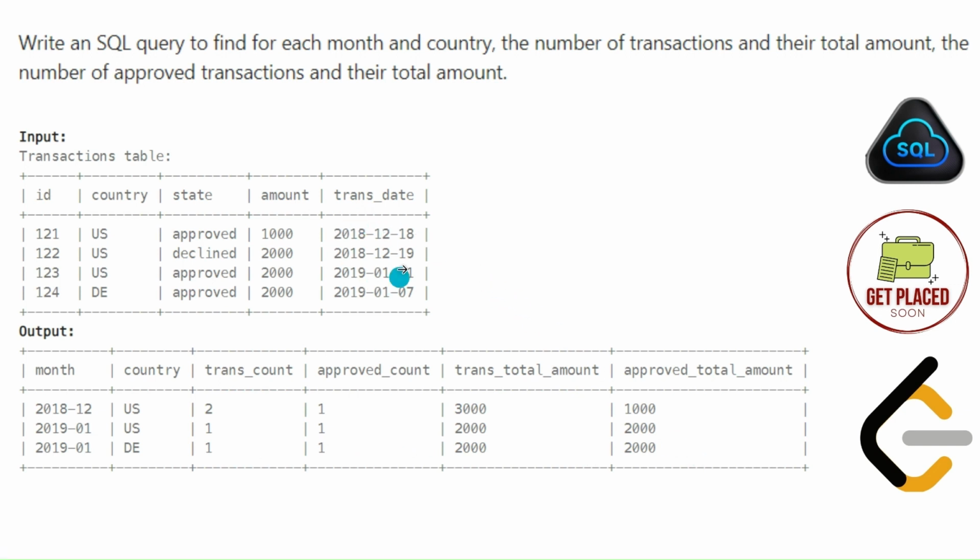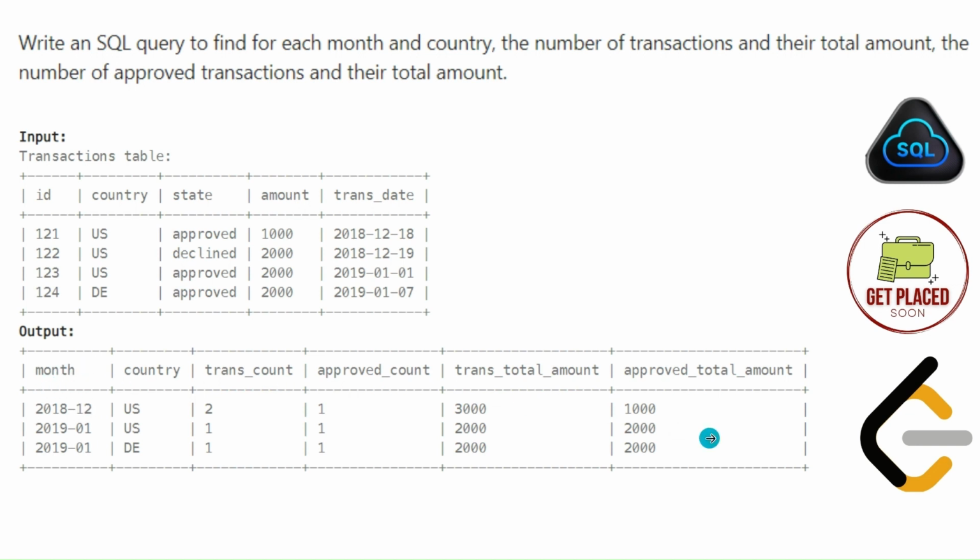Also, if you clearly see, this column name is transaction underscore date. It consists of year followed by month followed by date. But in the output you can see with the column name month, we are only mentioning year followed by month. So while printing the output, while writing the SQL code, we need to be careful about this.